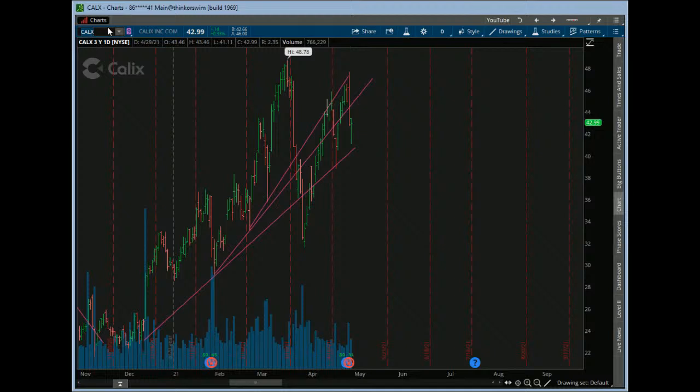And Calyx, yeah, I know you asked about this one yesterday. Up a few, gave a little bit of push down to that geometric line, right? And kind of worked its way back up again. So it's got a little bit of something going for it.